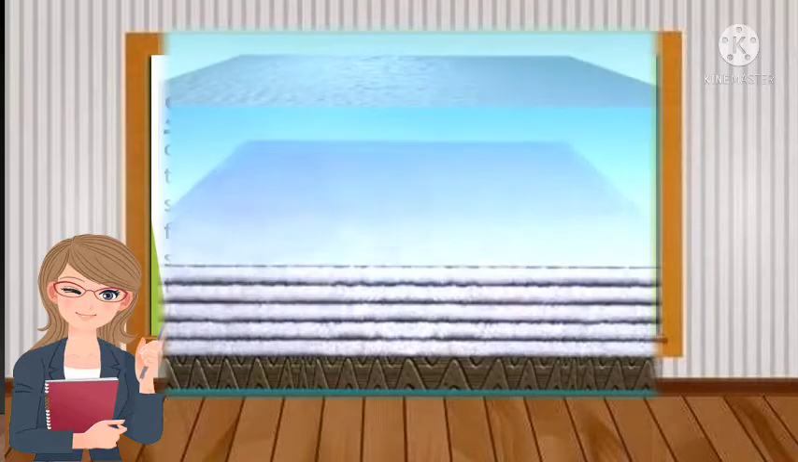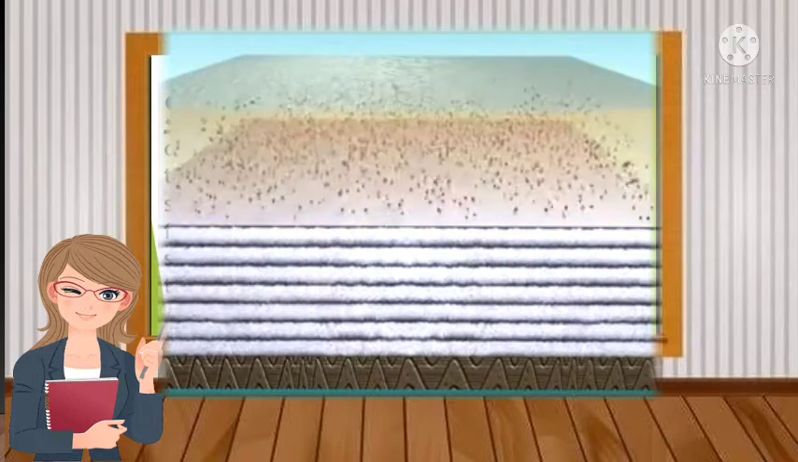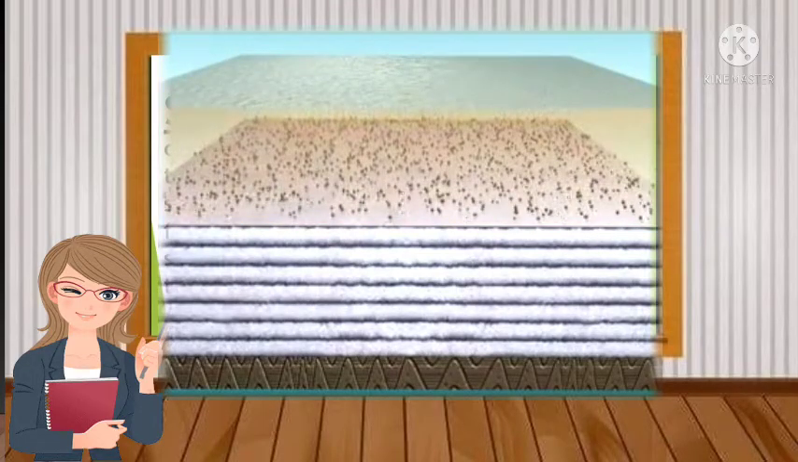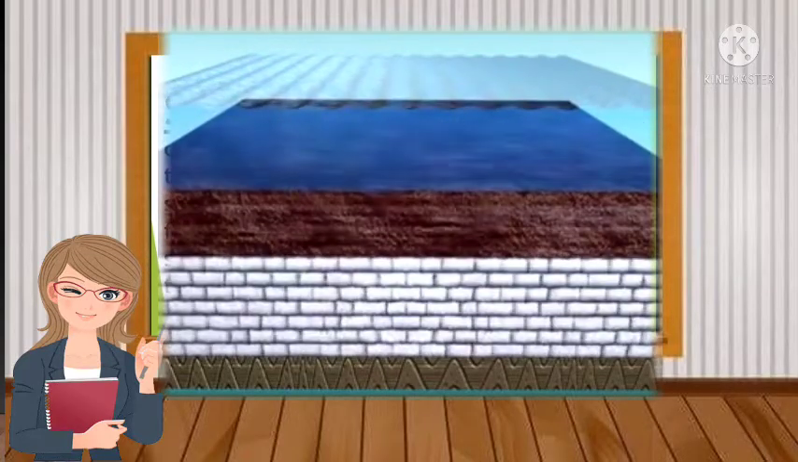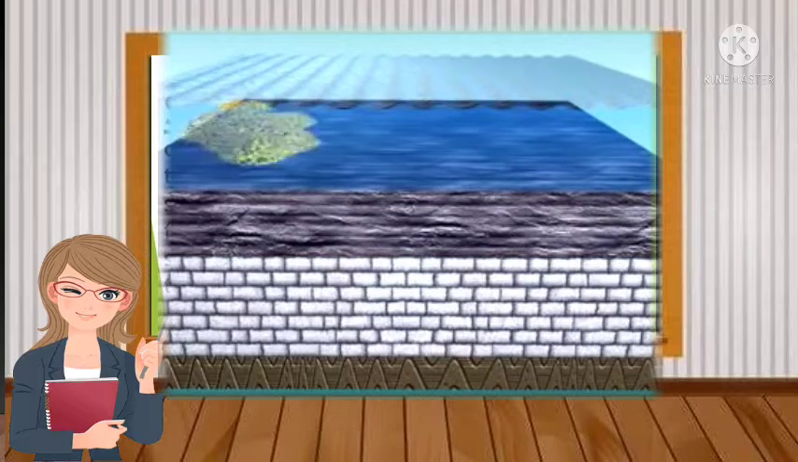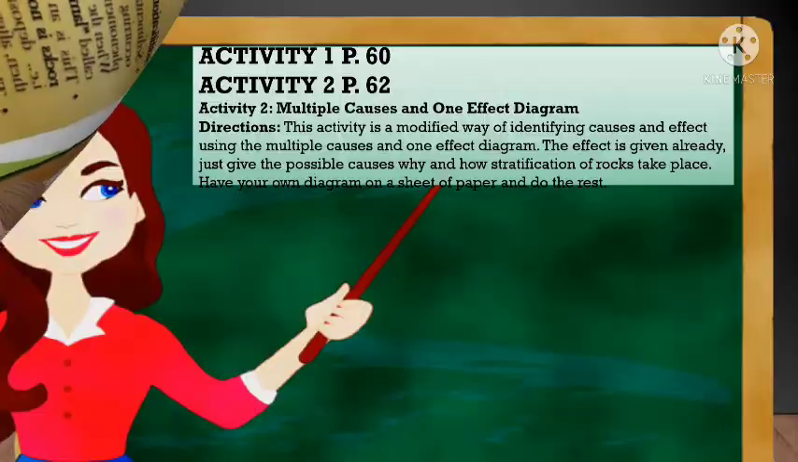Over time, another layer of sediments composed of other kinds of materials will pile up on top of this first layer, forming a stratified sedimentary rock. Now, this stratification process takes hundreds of years or more.